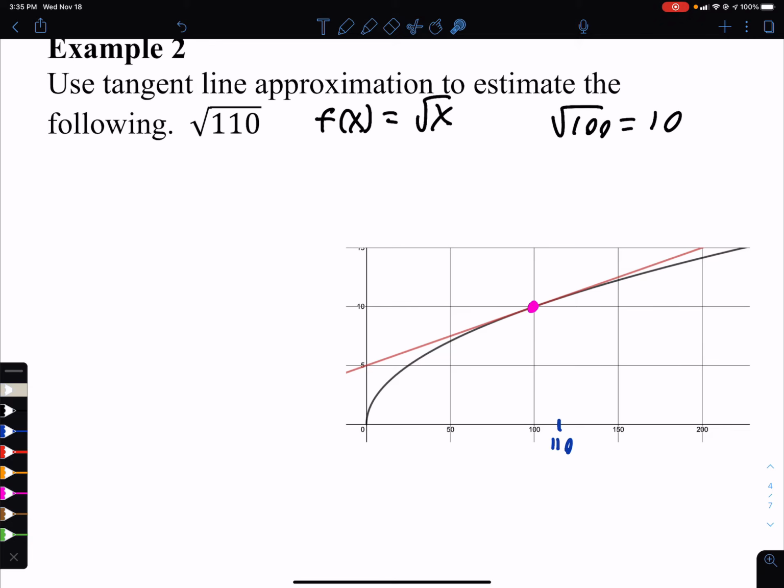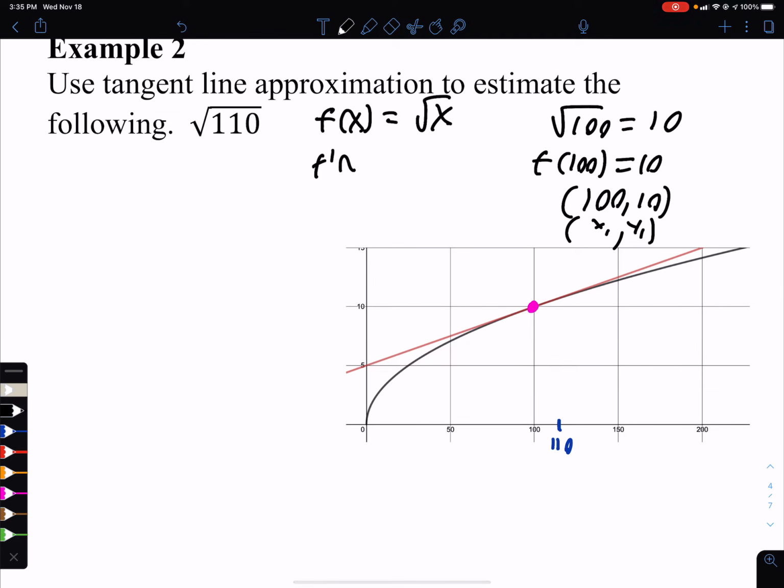So I need to find stuff. What am I finding? In other words, f of 100 is 10. So the point there is (100, 10). That's our x1, y1. That's our point of tangency.